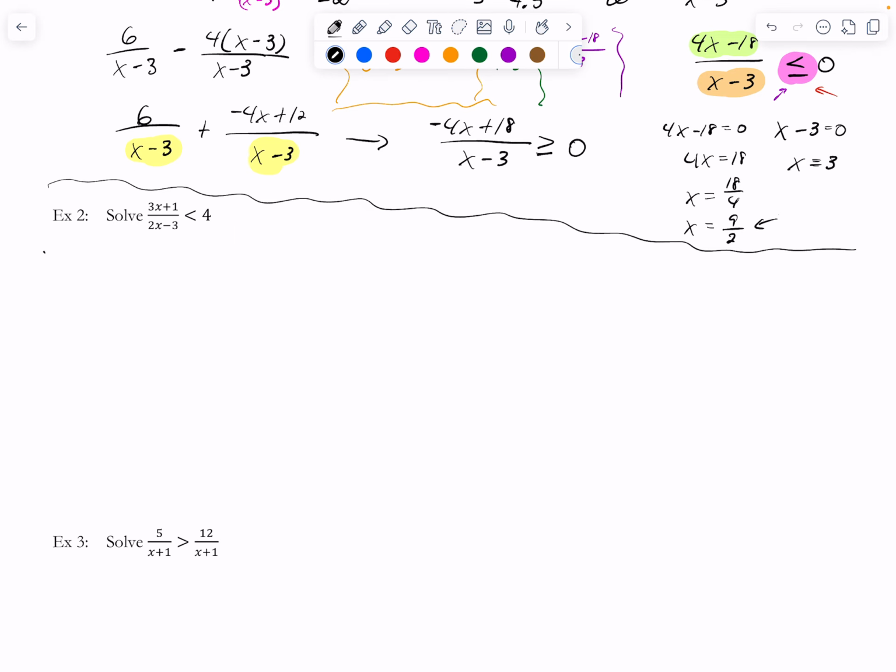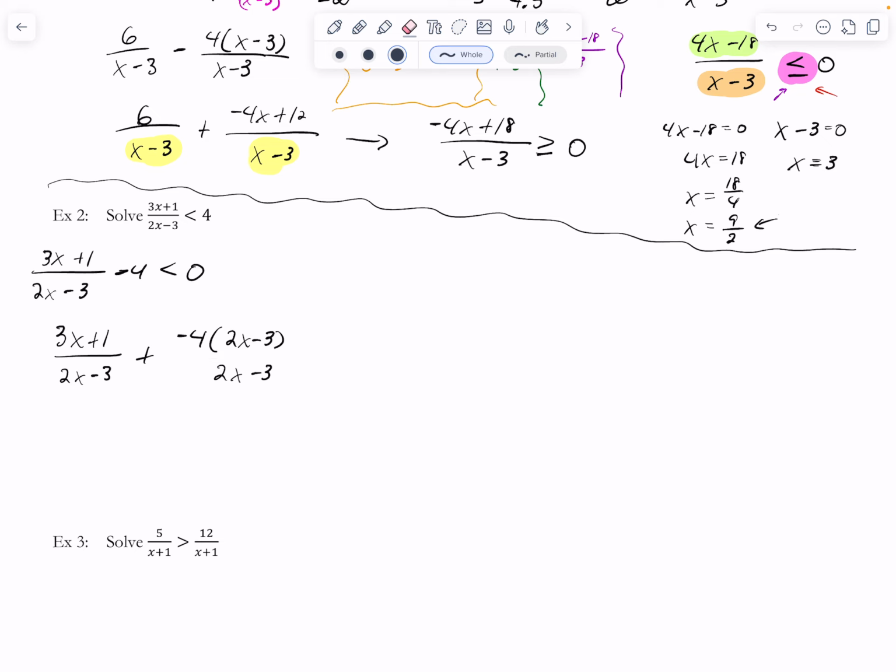Kind of very similar to what we started with. This doesn't have 0 on that one side, so I'm going to go ahead and move that 4 over with subtraction. Getting a common denominator, I'm going to try to skip a few steps here to go a little faster. So we're going to plus negative 4 times the 2x minus 3 over 2x minus 3. Hopefully your brain is seeing why I wrote that.